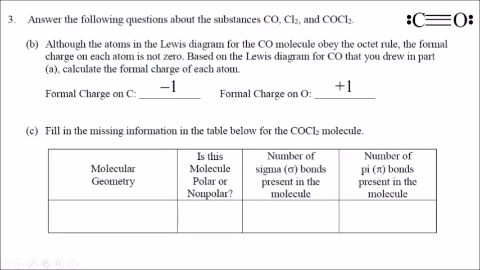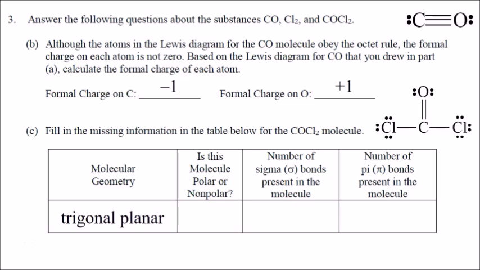And in part C, the molecular geometry of the COCl2 molecule, with 3 electron domains, is trigonal planar. This molecule is not symmetrical, so it is polar. We have 3 sigma bonds, and we have 1 pi bond.